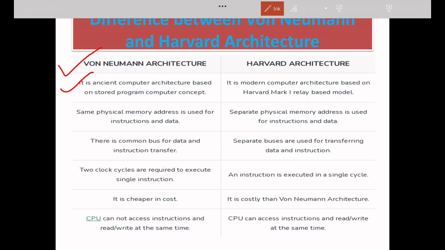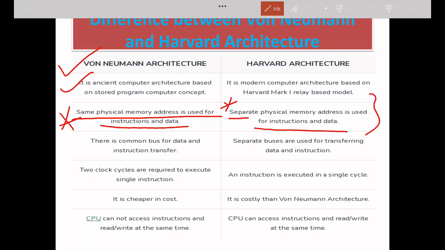The same physical memory address is used for instructions and data. This is important, you will write it in your exam. In Harvard, a separate physical memory address is used for instructions and data. This is the main way to overcome the bottleneck. In von Neumann there is a common bus for data and instruction transfer. In Harvard there are separate buses to transfer data and instructions.